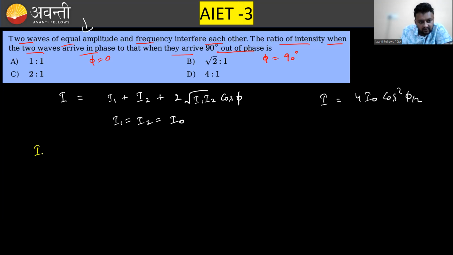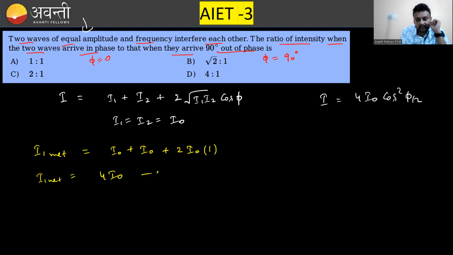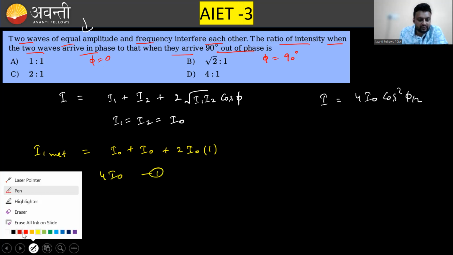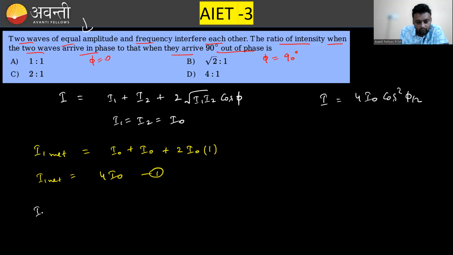So the net intensity in the first case, I1 net, is equal to, now put the values, I naught plus I naught plus 2 I naught. You know why 2 I naught? Because the root of I naught squared will be cancelled. I naught cos phi. Phi is 0. So cos 0 is 1. Clear? So that is 2 and 2, 4 I naught. So I1 net is equal to 4 I naught. Let it be equation number 1. Now for the second case, when phi is 90, you can see, for the second case, I2 net.